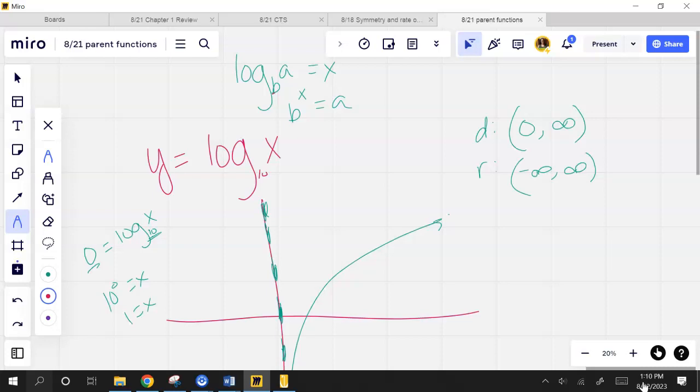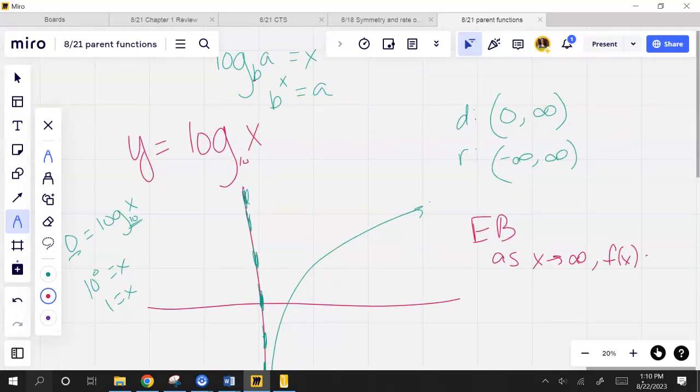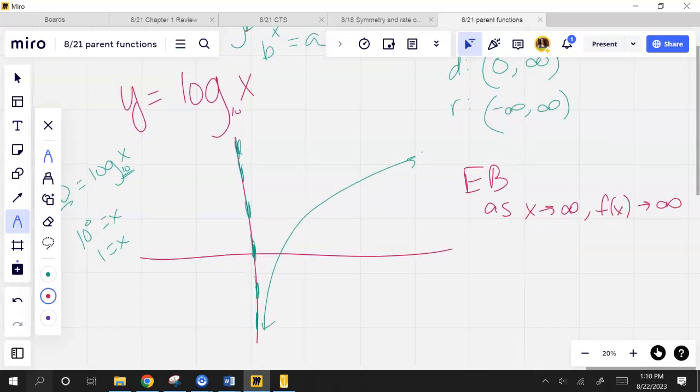All right, so this is where it gets sticky. I can do the right side easy, right? As x approaches infinity, what does f of x approach? Infinity. That's exactly right. But x never goes to negative infinity. It goes to 0. So as x gets closer to 0, what does the graph do? Negative infinity. That's exactly right. So end behavior looks a little bit different on the logarithmic one because of the asymptotes.